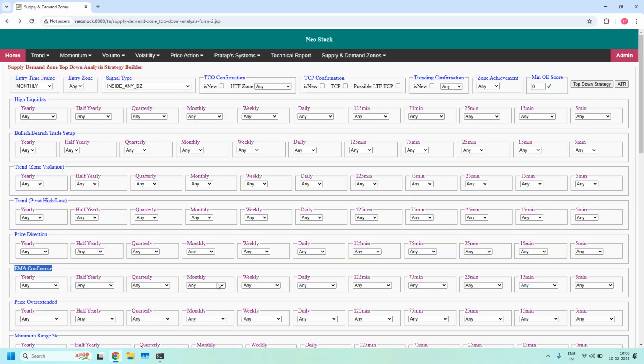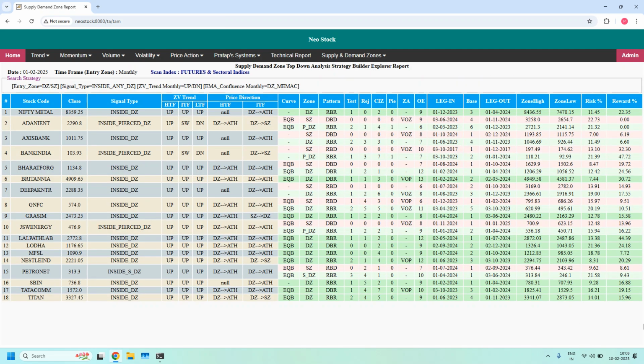In the EMA confluence at monthly time frame, I am setting the filter monthly demand zone having monthly EMA confluence, and trend on the monthly time frame either up or down. With these filters, we got 18 stocks. These 18 monthly demand zones are having monthly EMA confluence.